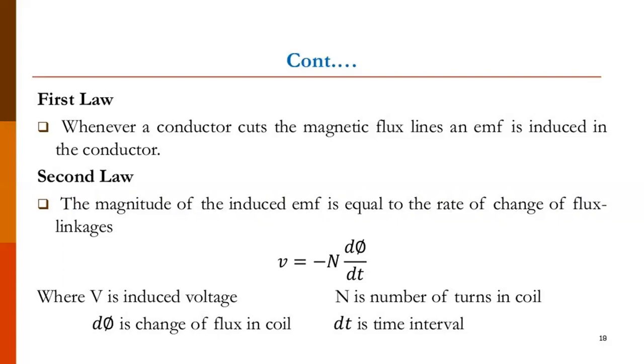And in the second law, the magnitude of the induced EMF is directly proportional to the rate of change of flux linkages, that is flux into number of turns of the coil. This flux linkage is always equal to flux into number of turns of the coil. So if the number of turns of the coil is N and the initial flux linkage with the coil is phi 1, therefore the initial flux linkage is equal to N phi 1, and the magnitude of the induced voltage is given as V = -N d phi by dt.